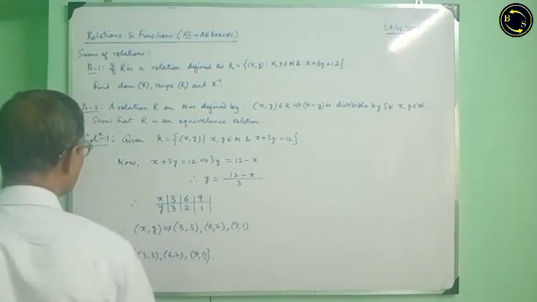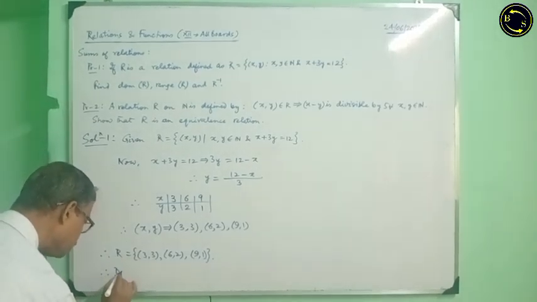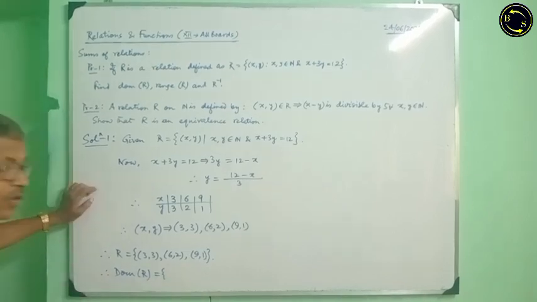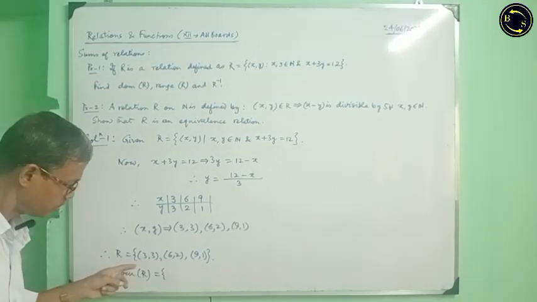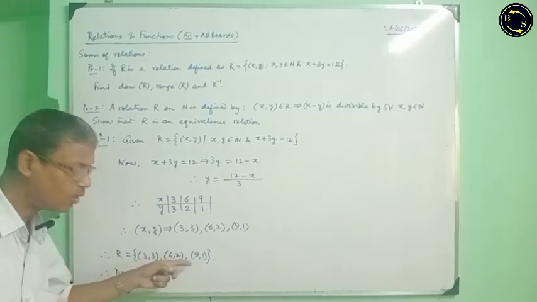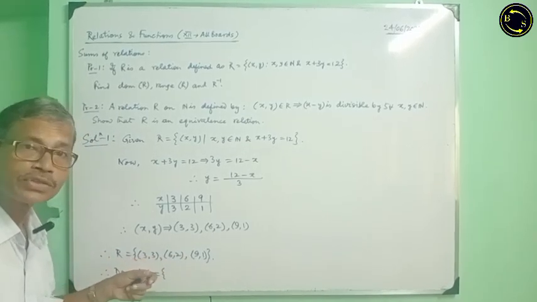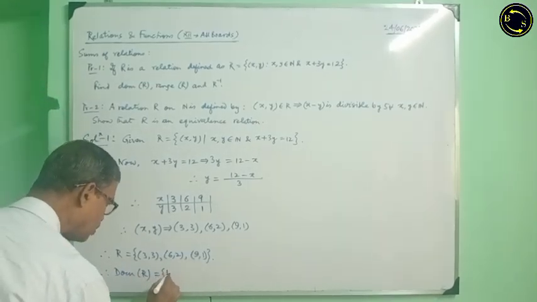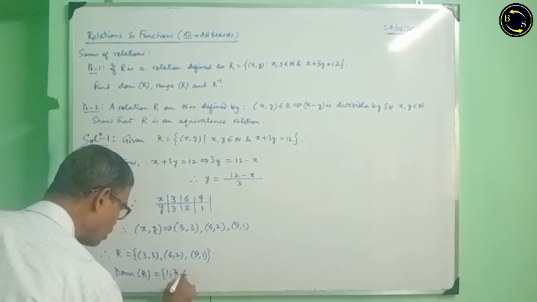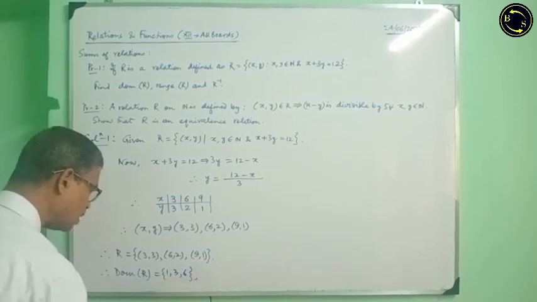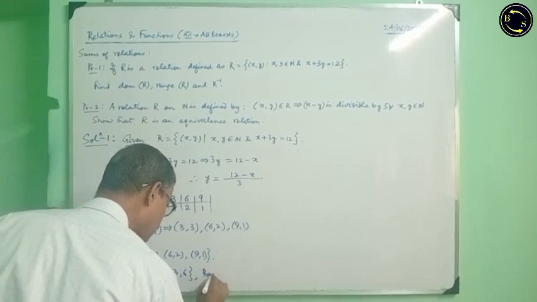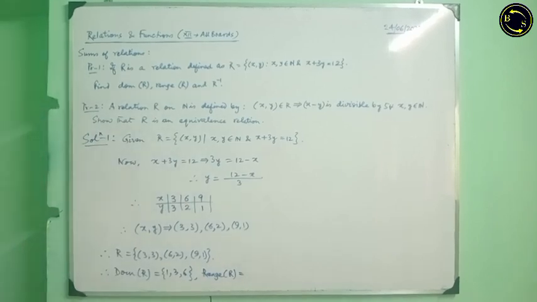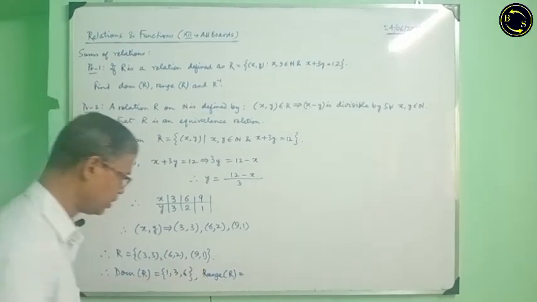Then domain of the relation, that means set of first components or set of first coordinates of the ordered pairs, also we call set of first entries of the ordered pairs. Here we find 3, 6, 1. I write in ascending order, then range of the relation, that means set of second components.